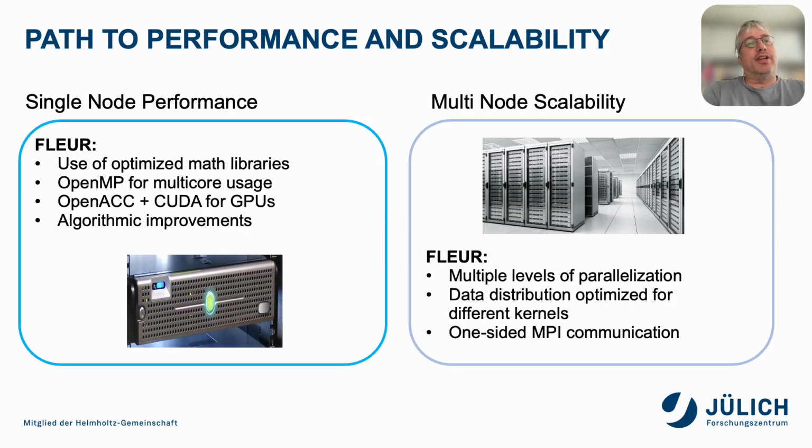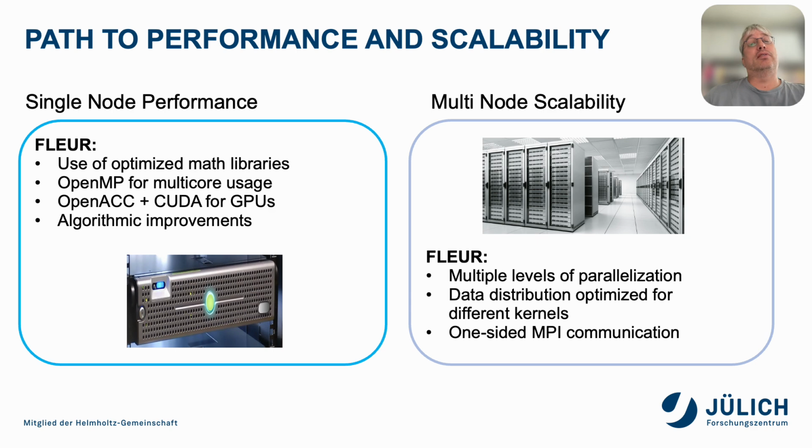This short discussion already tells you that there are different paths in order to achieve high performance and scalability of computational code and also of FLEUR. So on the one hand, you have to optimize the performance the code has on the single nodes. And on the other hand, you have to make sure that you can use multiple of these nodes and that you essentially can scale up, so use more and more of these single nodes. In FLEUR, we have different strategies for these two tasks here.